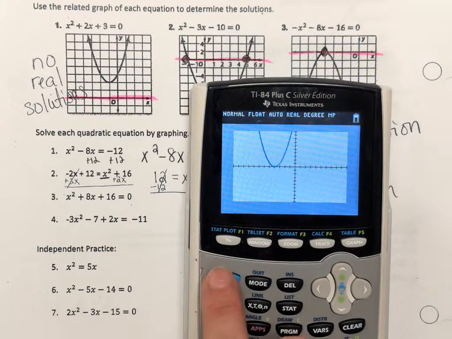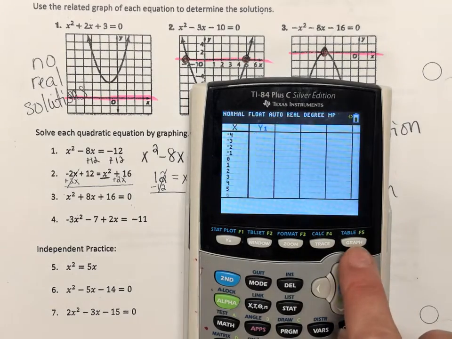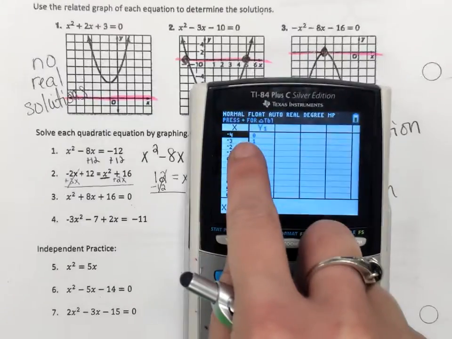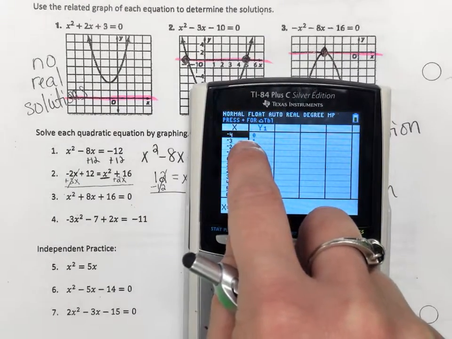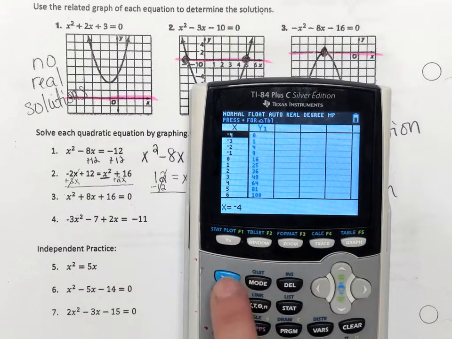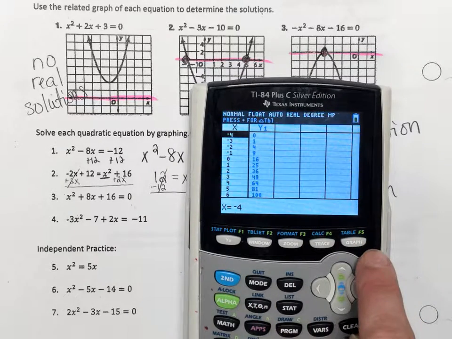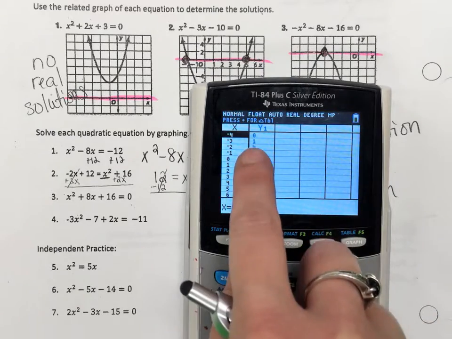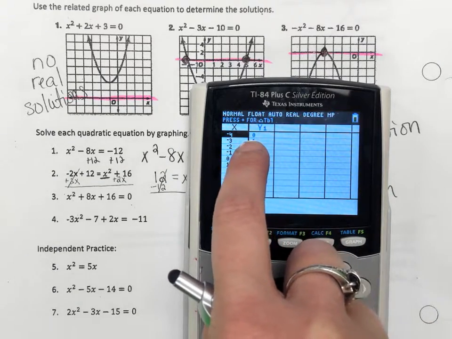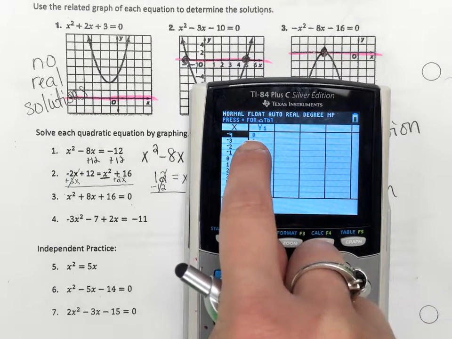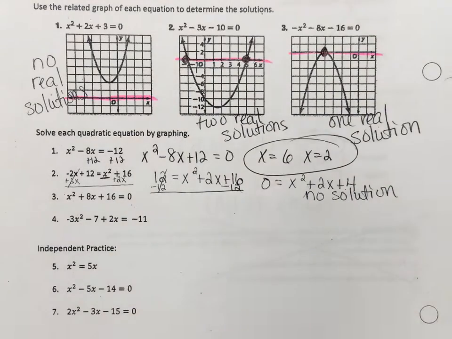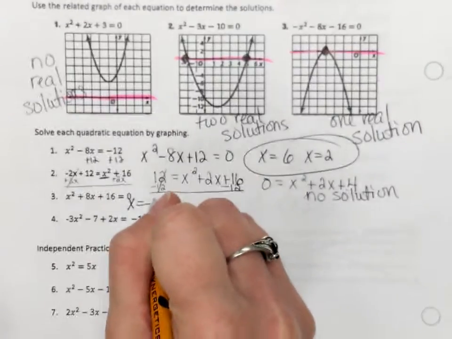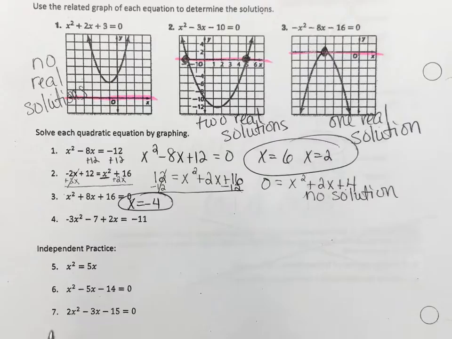That's your table. So second table or second graph, however you want to say it. And what should happen at negative 4? Hey, how do I go back? Accidentally hit trace. Just hit second graph. Shouldn't it be 0, right, Tyler? Should be 0. Is it? Yes, it is. So my answer is x equals negative 4. So wait, what if I can't find it? You scroll up or down.